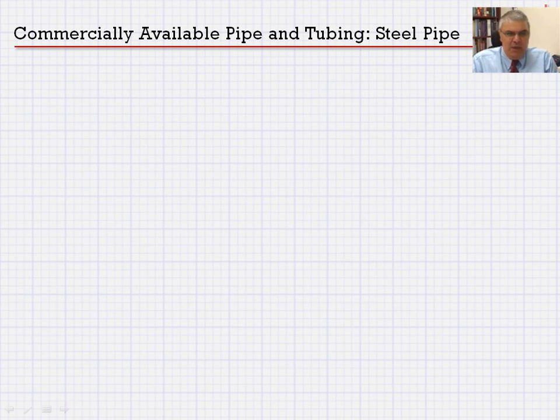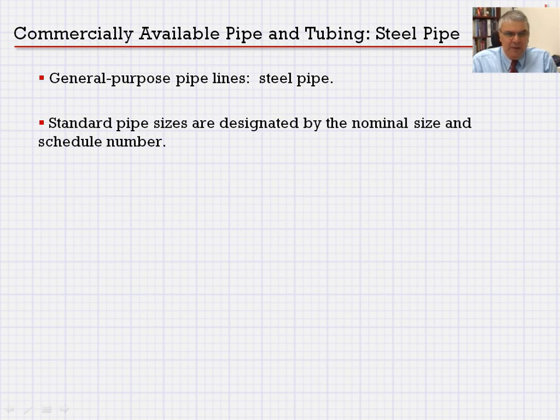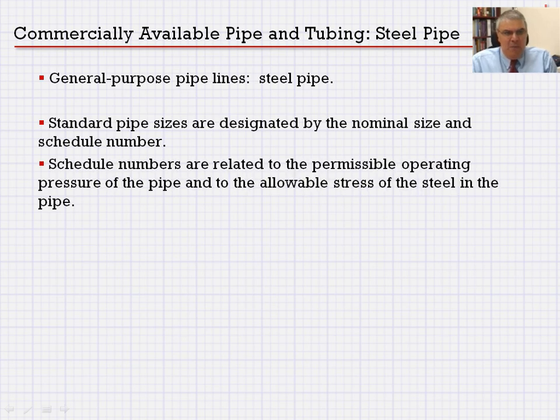So we have different types of pipe and tubing. There are 5 main types. Let's start with steel pipe first. Steel pipes are the general purpose pipelines. They're for general applications, but for specialty applications, they may or may not work. The standard pipe sizes are designated by the nominal size and schedule number.